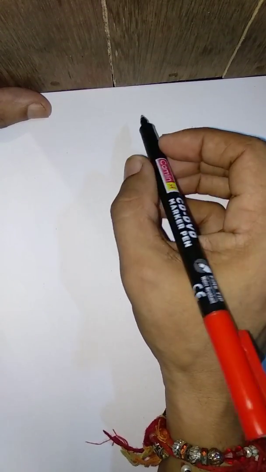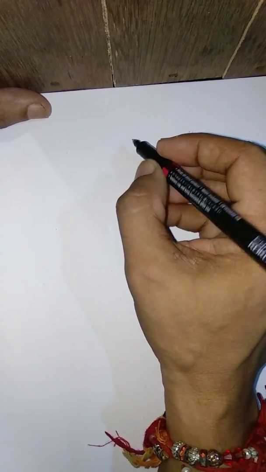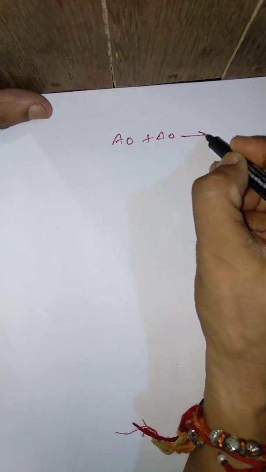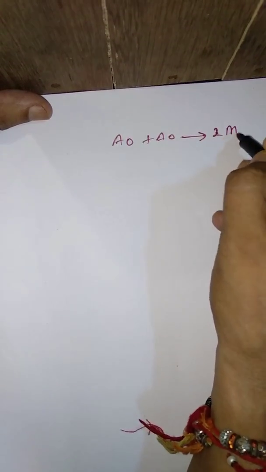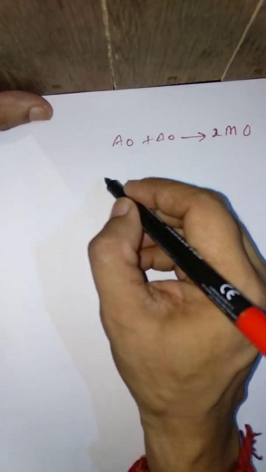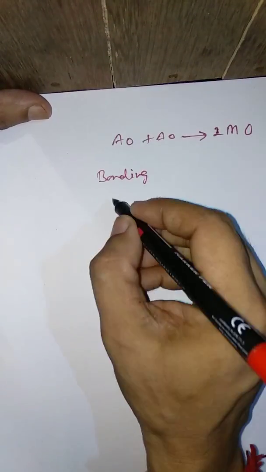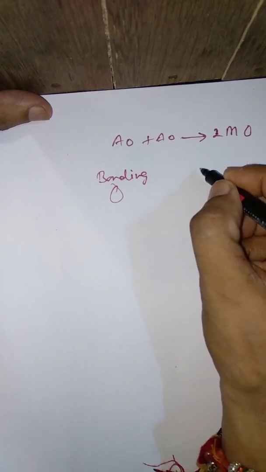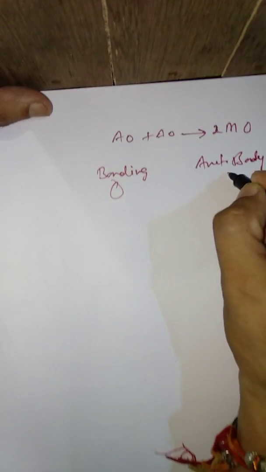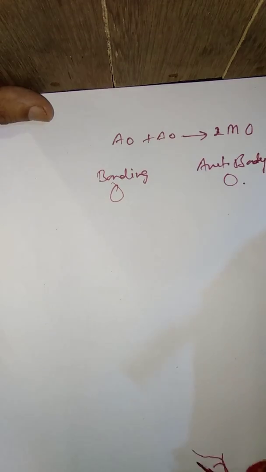So we have seen in molecular orbital theory that when two atomic orbitals combine together, they form two molecular orbitals. One is a bonding orbital, and the other one is an anti-bonding orbital. And the anti-bonding orbital always has higher energy.